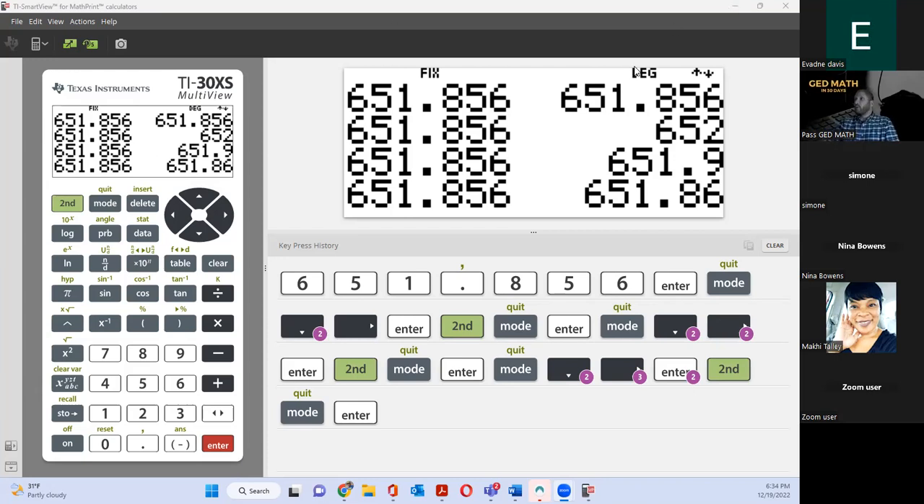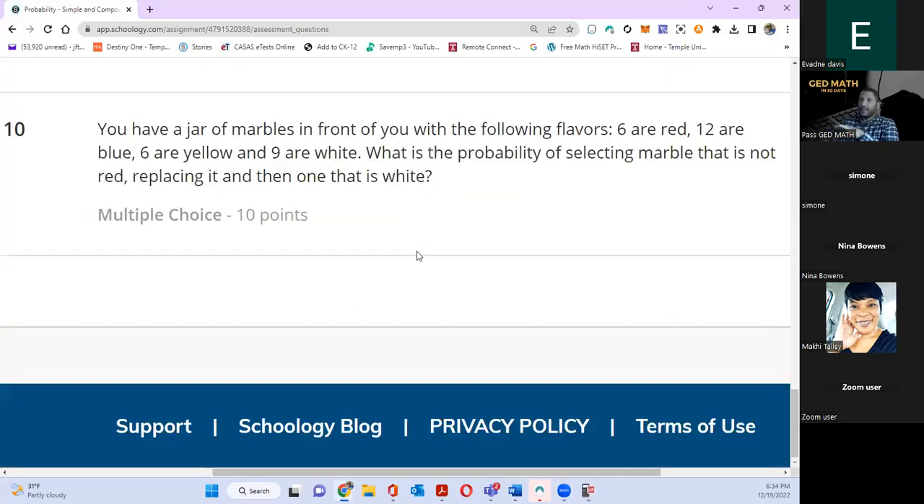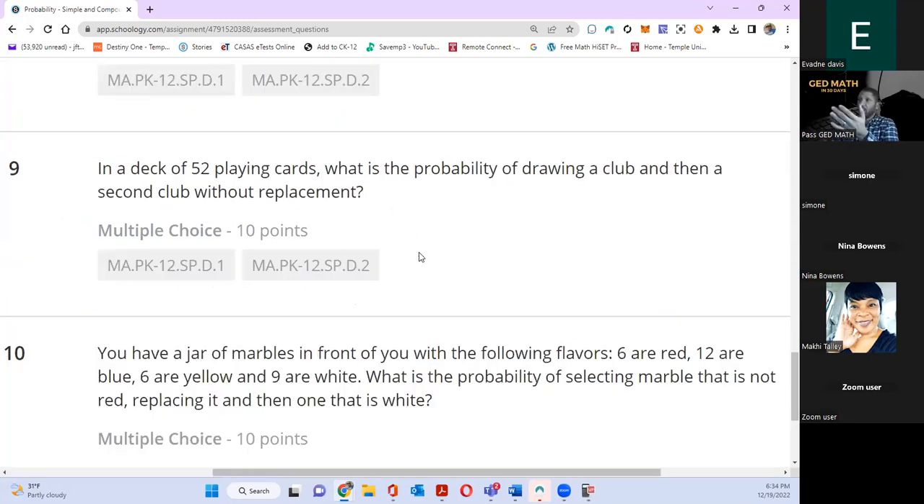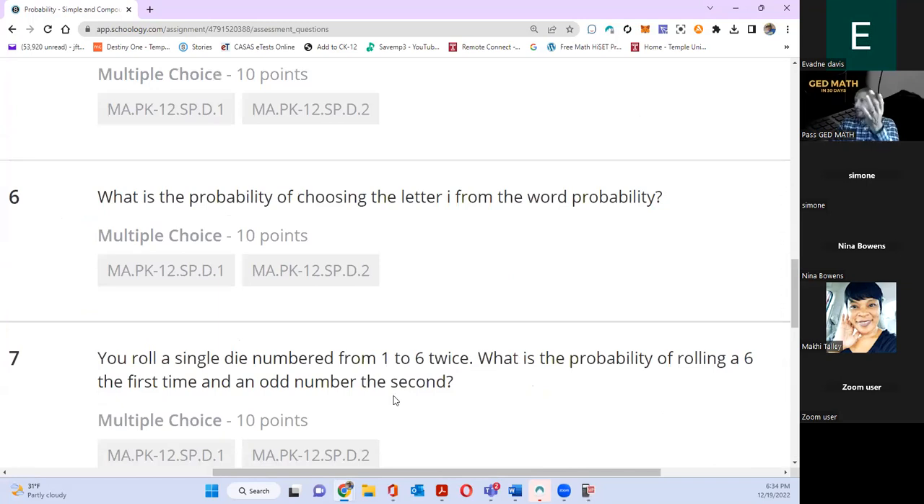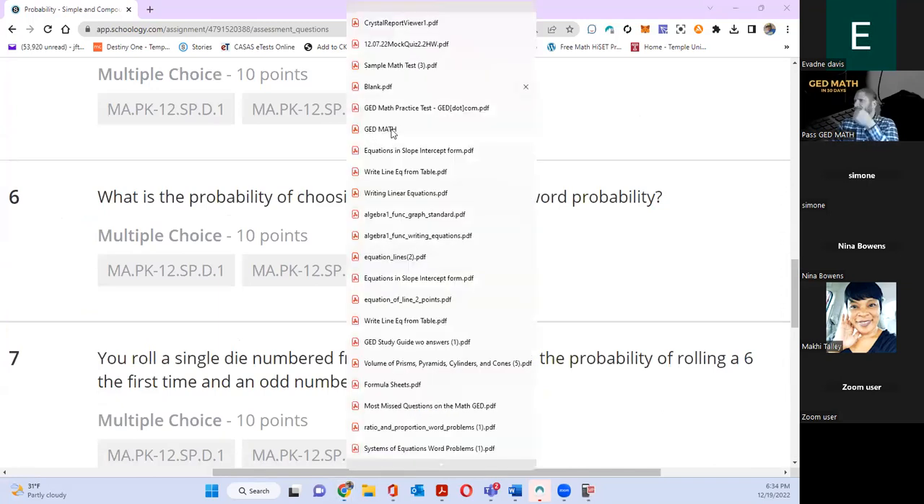Okay. All right. So we went over probability. And again, I have 10 questions here. These are indicative of the types of questions you might see on the GED exam. Where's that study guide at? Let me find that study guide and let's look at a different type of problem.